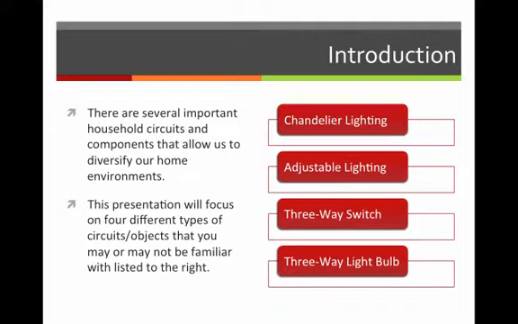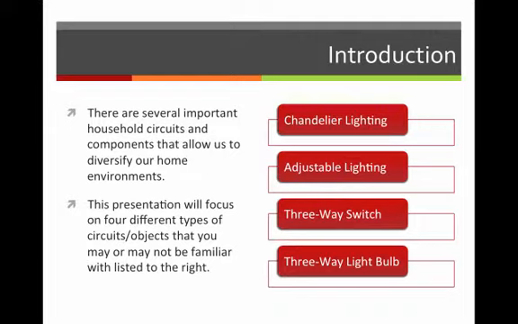To introduce you to these common household circuits, there are several of them that I want to take a look at today. These different circuits allow us to diversify the types of lighting mostly that we find in our homes. Most of the circuits in our homes that involve either complexity or that are not your typical circuits are mostly with lighting. Some with outlets, but most of the circuits in our home are either for lighting or for outlets. So this presentation will focus on the four different types.